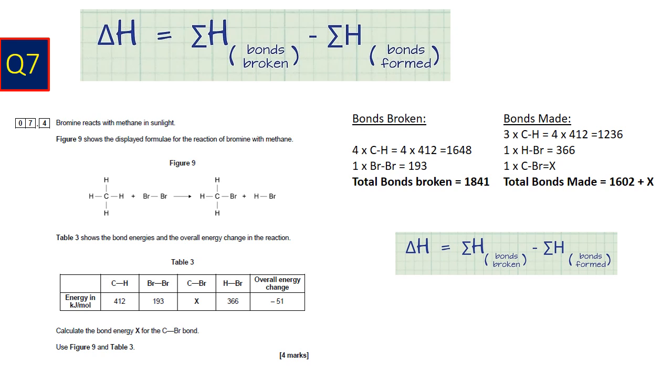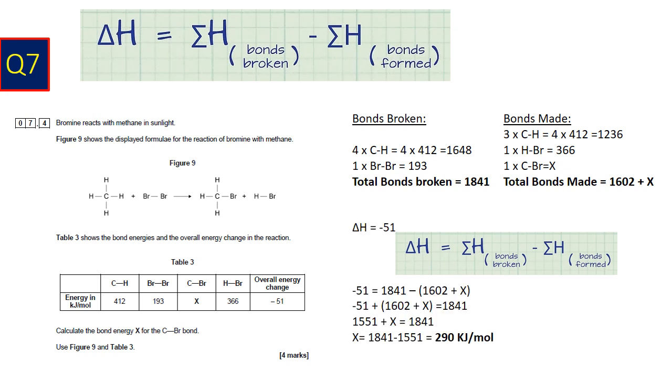So if we plug the information we know into the equation shown, we know that minus 51, that value in the table, equals 1841 minus our 1602 plus x. So I rearrange that equation to find x, and I get a value of x of 290 kilojoules per mole.